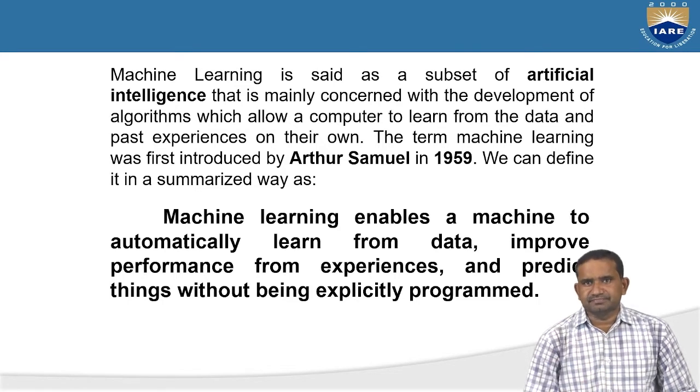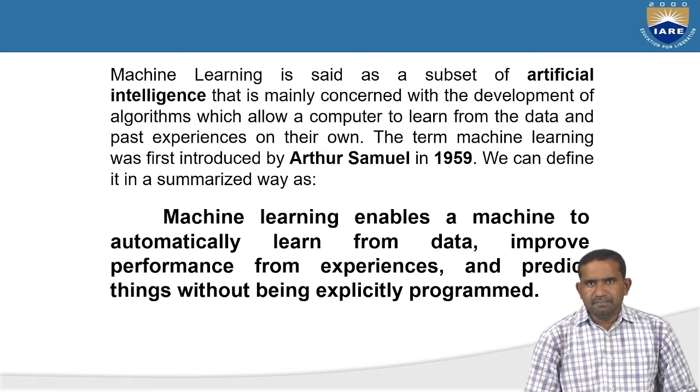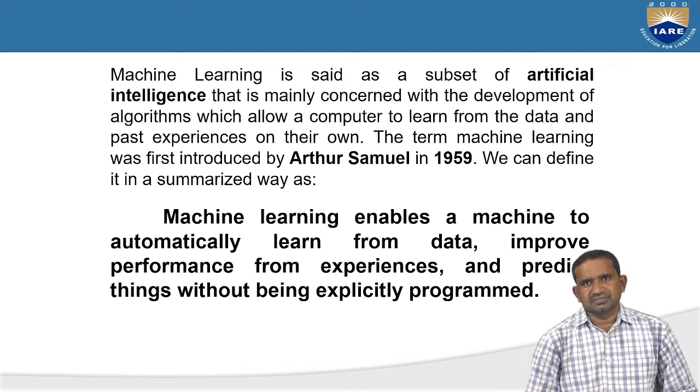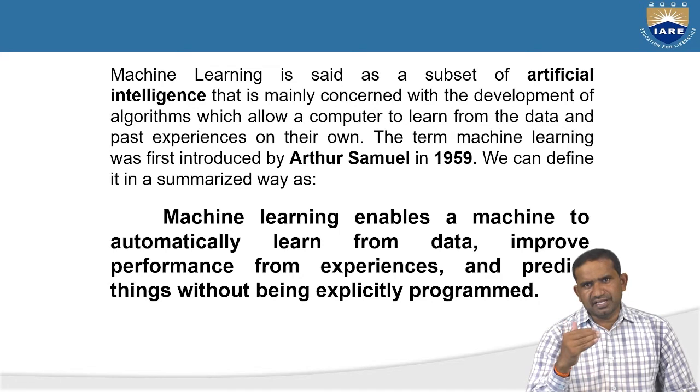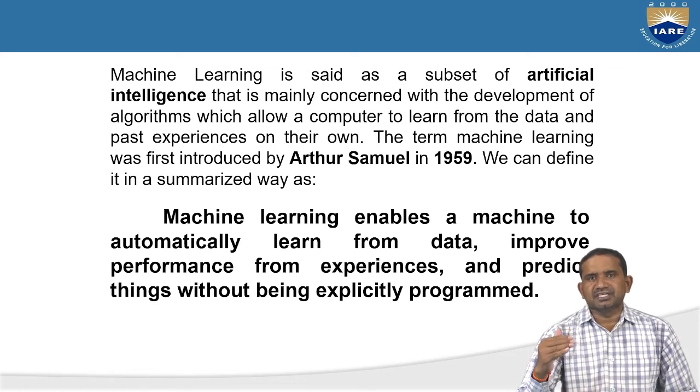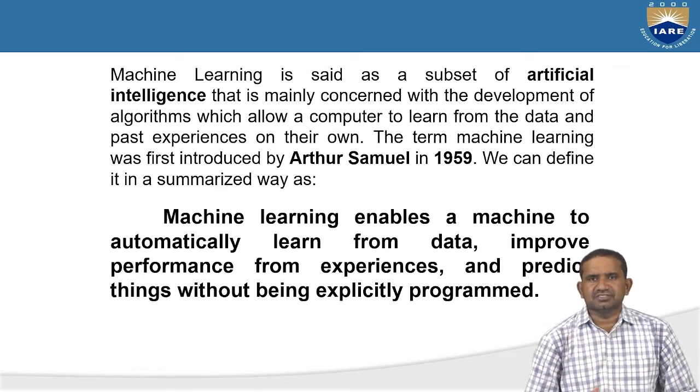Finally, we can define machine learning as nothing but enabling a machine to learn automatically from the data, improve its performance from experience, and make predictions without any external programs. Three things are there: learning, improving, and predicting. These are the three aspects in which the machine plays a major role.